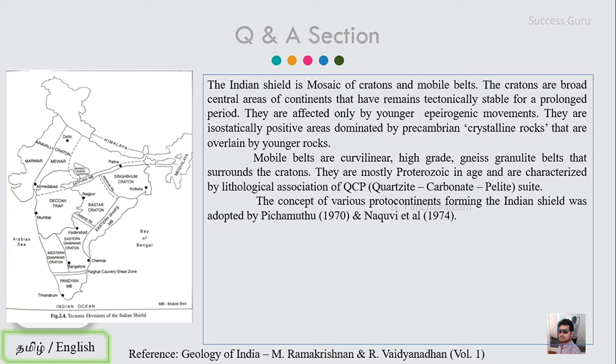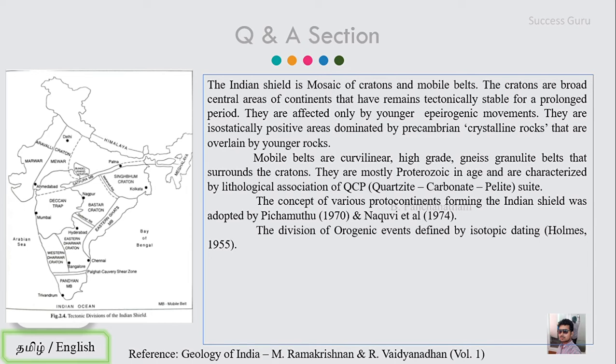The concept of various protocontinents forming the Indian shield was adopted by Pichamuthu in 1970 and Naqvi in 1974. So this concept is explained here, that the Indian shield is a mosaic of cratons and mobile belts. According to this concept, before the supercontinent Pangea formed, there were protocontinents, so many small continents that joined together to form the supercontinent. This is the earlier concept about the formation of these cratons and mobile belts as a mosaic. And this concept is supported by the isotopic dating done by Holmes in 1955.